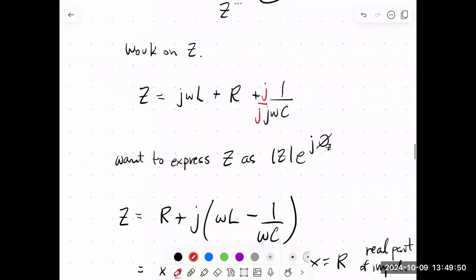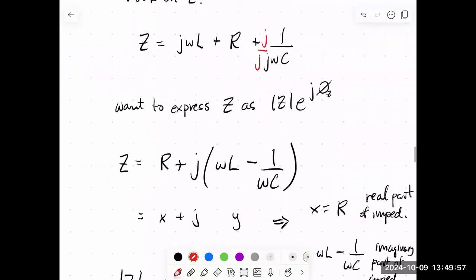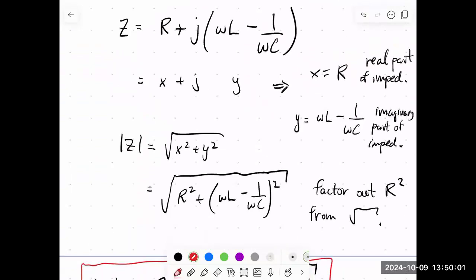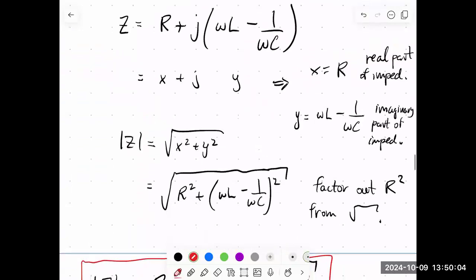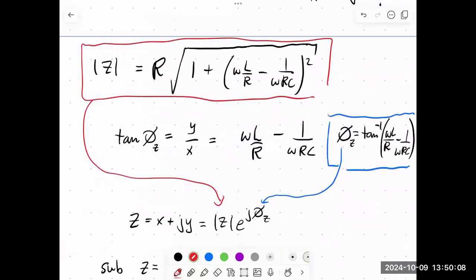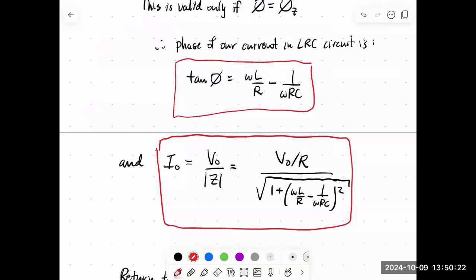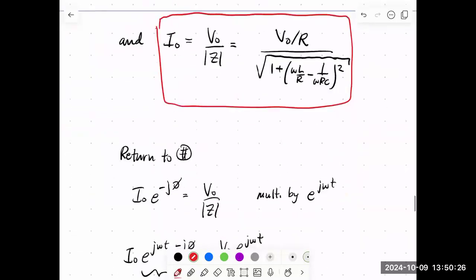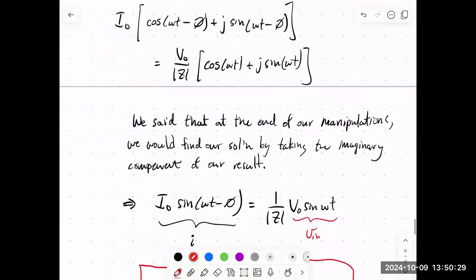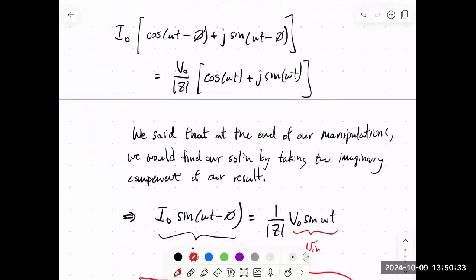Then the next step was to manipulate the impedance. We manipulated the impedance in such a way that we could write it in terms of a magnitude times e to the j phi, or phi z we called it, which is the phase of the current. All of the information about the phase of the current is contained in this impedance. And so we're able to get these final results, and we're able to even show that at the end, if we take the imaginary part and get rid of the extra baggage that we were carrying around, we arrive at the solution we were trying to find.